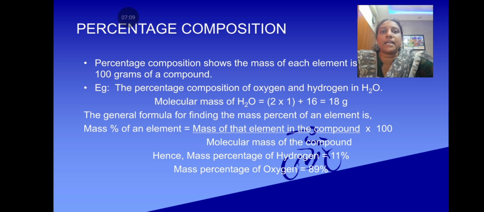So for finding the mass percentage of each element, we have a general formula: mass percent of an element is equal to the mass of that element in the compound divided by the molecular mass of the compound, into 100. Hence using this formula we get the mass percentage of hydrogen as 11% and the mass percentage of oxygen as 89%. In this way we can find the percentage composition of an element.